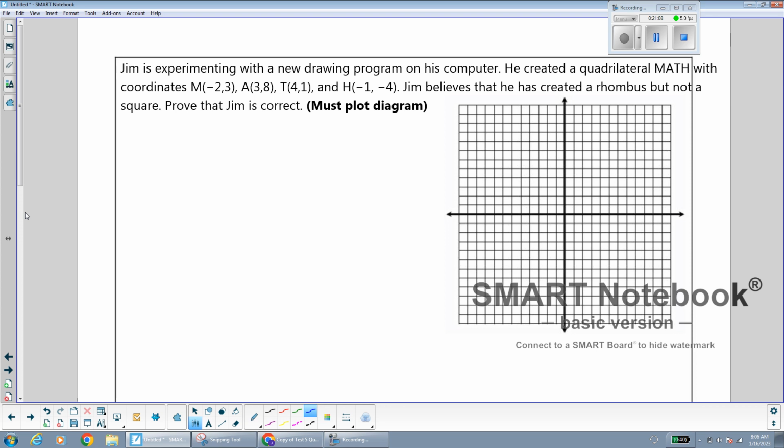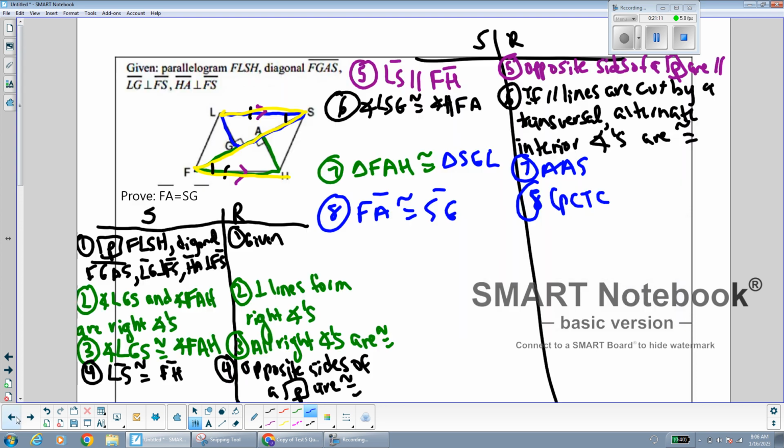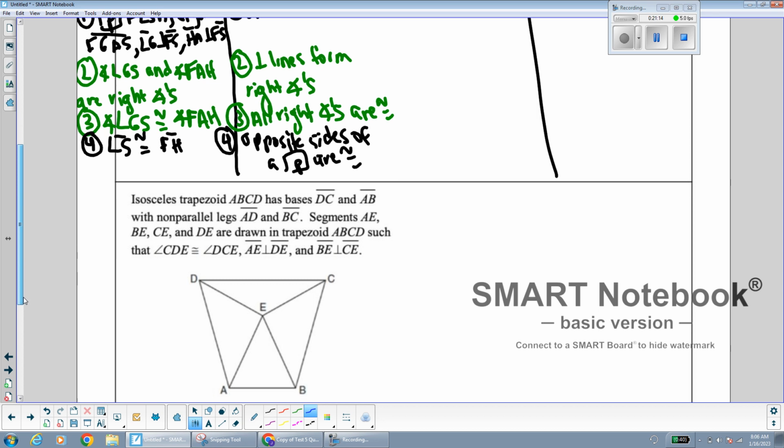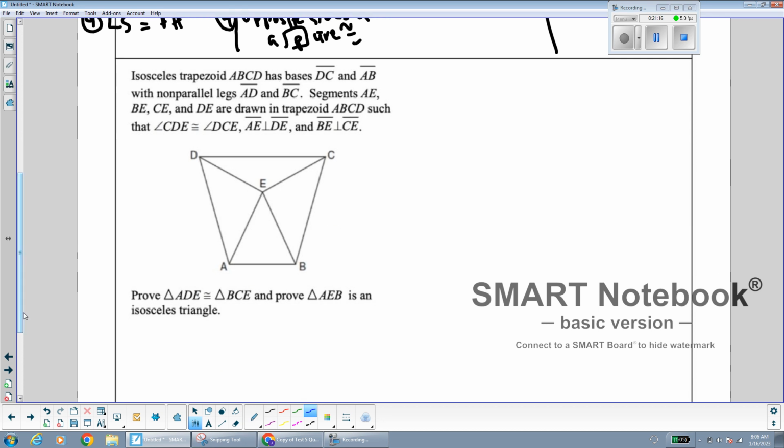Okay, so here we have another coordinate proof. Let me just make sure there was nothing else here. Yes, there was. There was another proof. Okay, so we have isosceles trapezoid ABCD, and the bases are DC and AB, and the non-parallel legs are AD and BC. We know that angle CDE is congruent to angle DCE. We know that AE is perpendicular to DE, and we know that BE is perpendicular to CE.